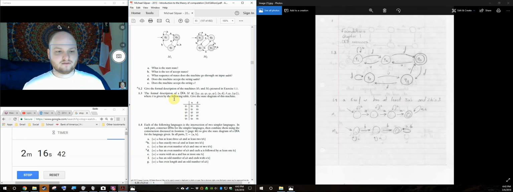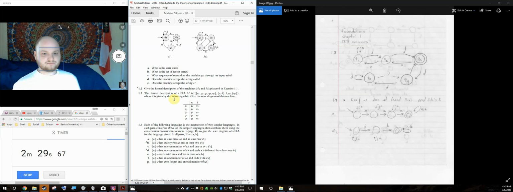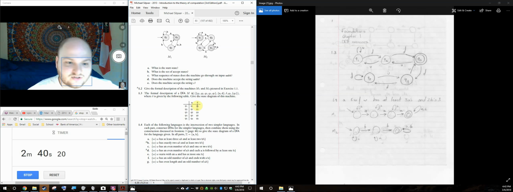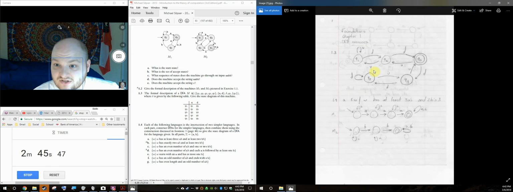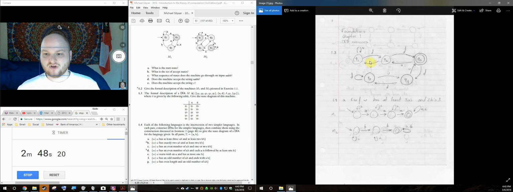What this exercise is about is the textbook gives you the formal definition of a finite automaton. It includes all of the states, the different characters in the alphabet, the transition function, the start state, and the accept states. As you can see, this is the transition table, and over here I wrote a state diagram that follows this transition table.